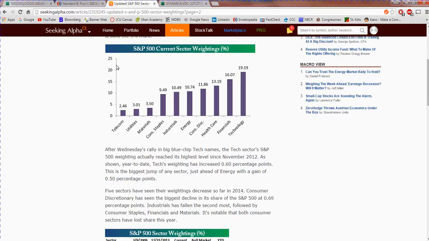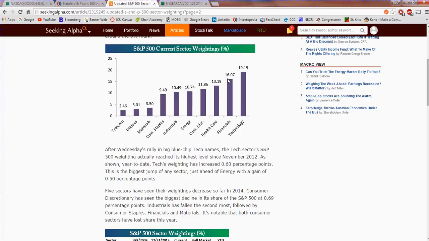Sectors are extremely broadly defined. So here you can see S&P 500 current sector weightings. Technology is a large section, almost 20%. And this changes because, again, these are weighted based off of market cap of the stocks inside of them.